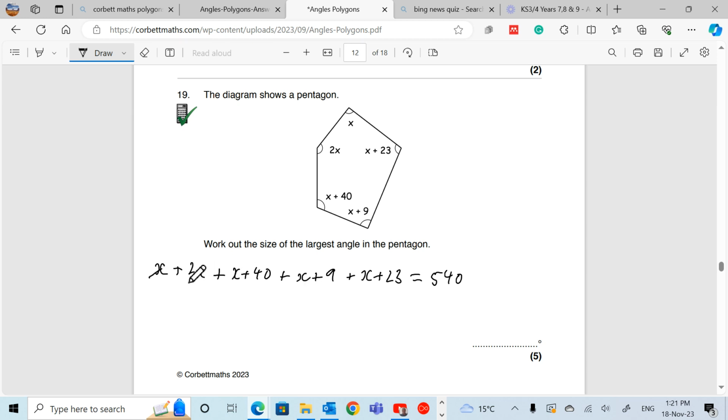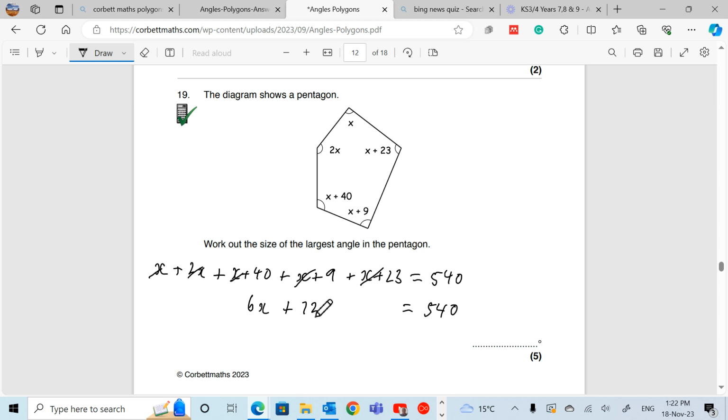So let's cross them off. 3x, 4x, and that's 5x, and that's 6x. So I've got 6x, and I've got 40 plus 9 is 49. Or let's do 40 plus 20, and then that's 60, and then 69 plus 3, that's 72. So I've got 6x plus 72 is equal to 540.